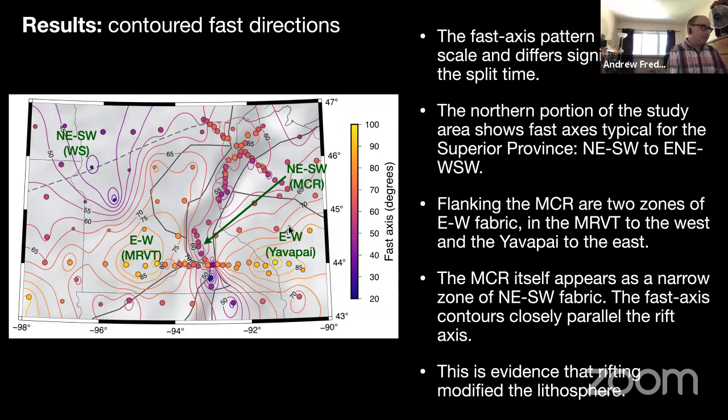So what it looks like here is that the rifting has modified the lithosphere. And that's even though it didn't seem to change the split time to any significant degree. So it seems to have reoriented the fabric without really altering its strength.